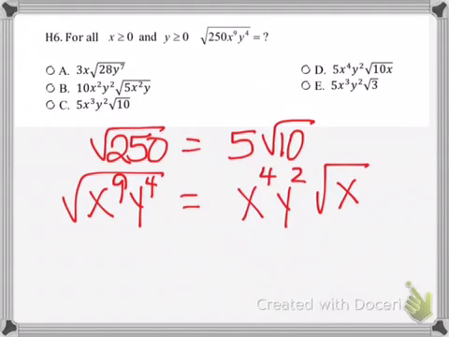Number 6, for all x greater than 0 and y greater than 0, the square root of 250 x to the 9th power y to the 4th power equals. Well, what I did was I put the square root of 250 into my calculator, and it gave me 5 square roots of 10. So that eliminated all the answer choices that didn't have 5 square roots of 10. And I wanted to see which ones would give me x to the 9th, y to the 4th. I knew that if you're taking a square root, you're going to have to have even exponents. And since x to the 9th had an odd exponent, one x is going to be left inside. So the answer is D.